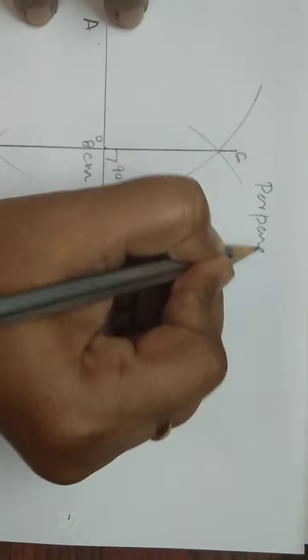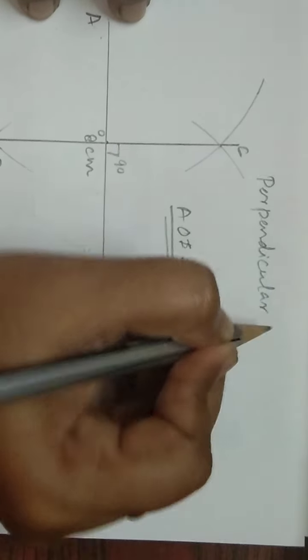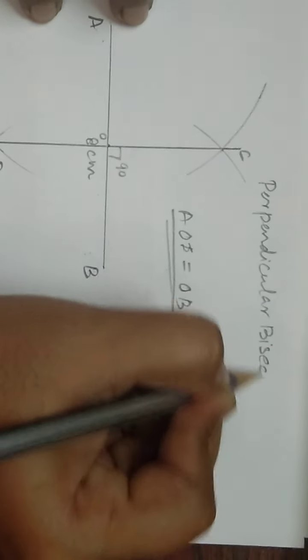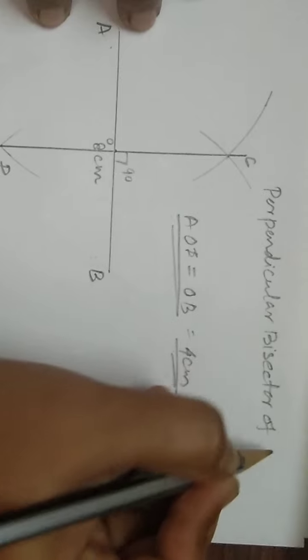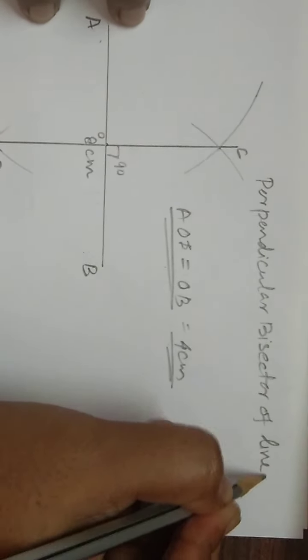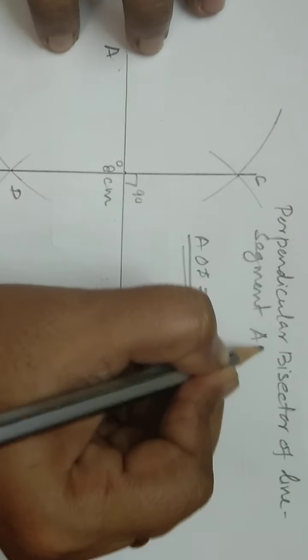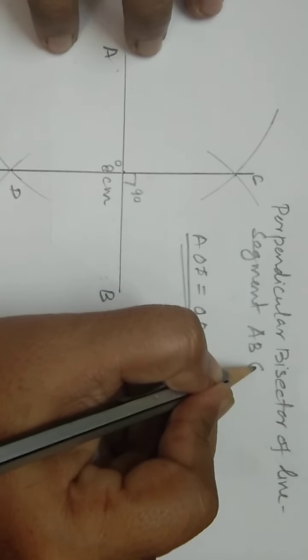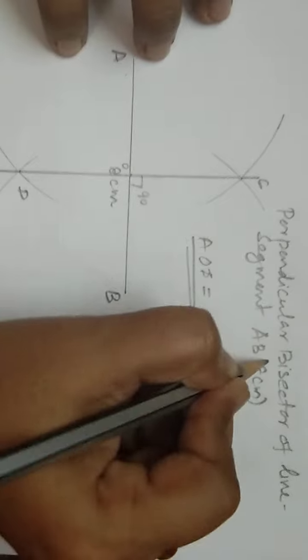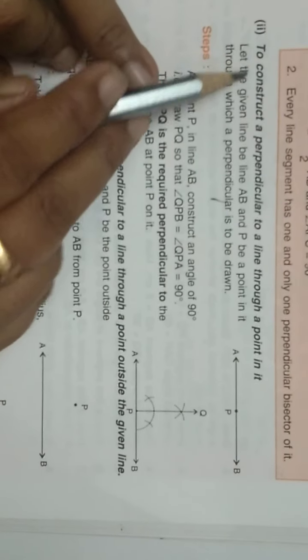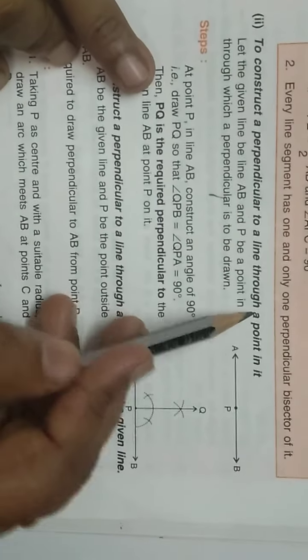Perpendicular bisector of line segment AB. Here it is given AB is 8 cm. Thus we can. Here the second construction, to construct a perpendicular to a given line through a given point.